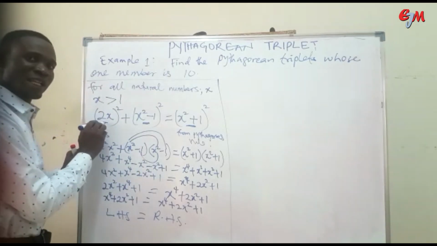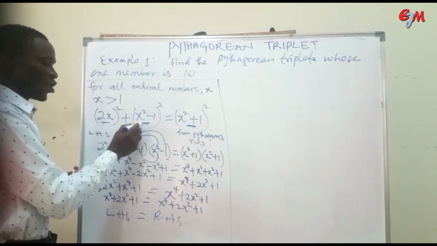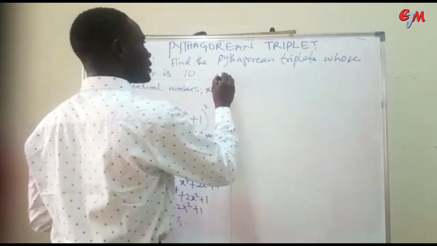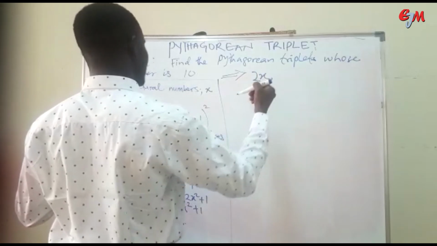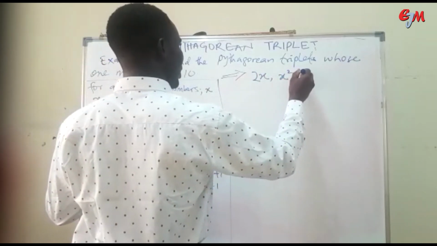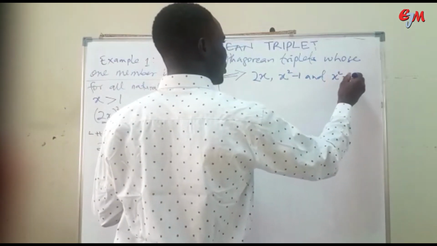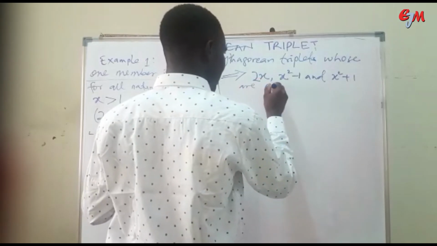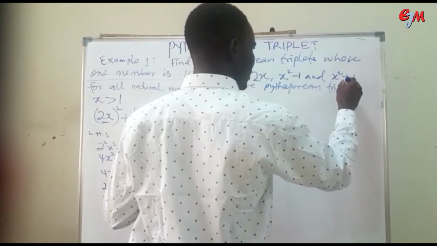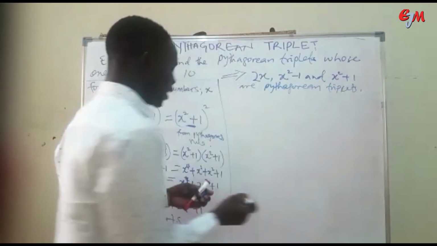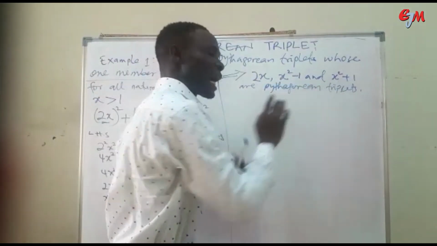Using this one now as the smallest value, this one as the biggest value, and this one as the third value. Alright, so now this implies that 2x, x squared minus 1 and x squared plus 1 are Pythagorean triplets.